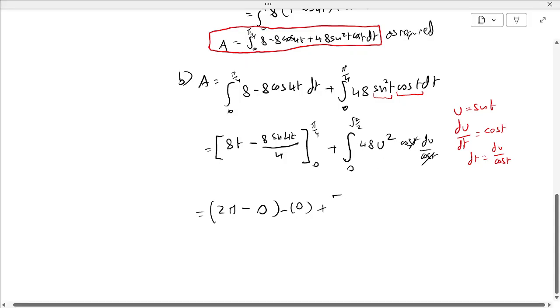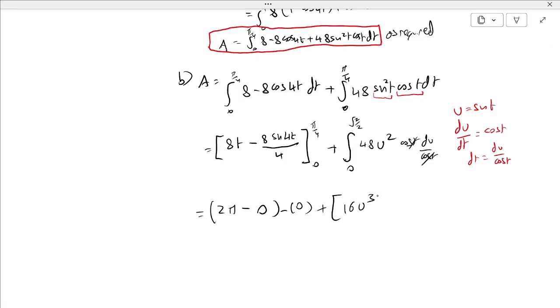We can just integrate that, right? 48u squared is going to integrate to 16u cubed. Increase the power, divide by the new power. Bounds 0 to root 2 over 2. So 2 pi plus, and now let's just drop it in a calculator. Show that you substitute it in still, show that you know what you're doing. So 16 times root 2 over 2 cubed minus 16 times 0 cubed. At this stage, just put it in the calculator.